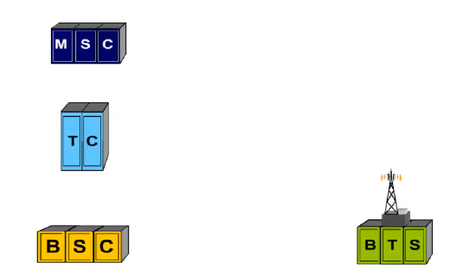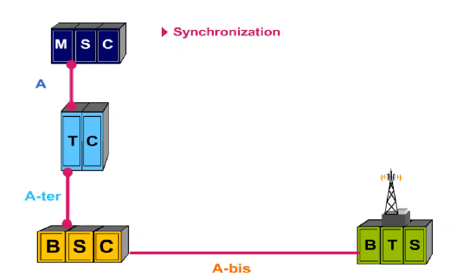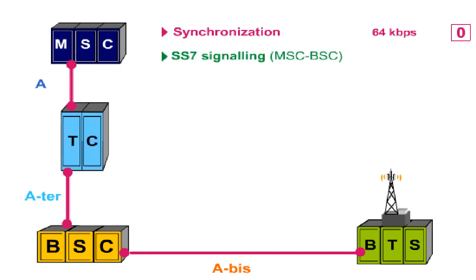Let's summarize what we've learned about the three terrestrial interfaces A, ATER and A-bis. Each of these three interfaces transmits information for the synchronization of the individual network elements point to point at a data rate of 64 kilobits per second and using time slot 0. The transcoder merely forwards the SS7 signaling between the MSC and the BSC. This is done transparently at a bit rate of 64 kilobits per second, both over the A and over the ATER interface, for example in time slot 16.